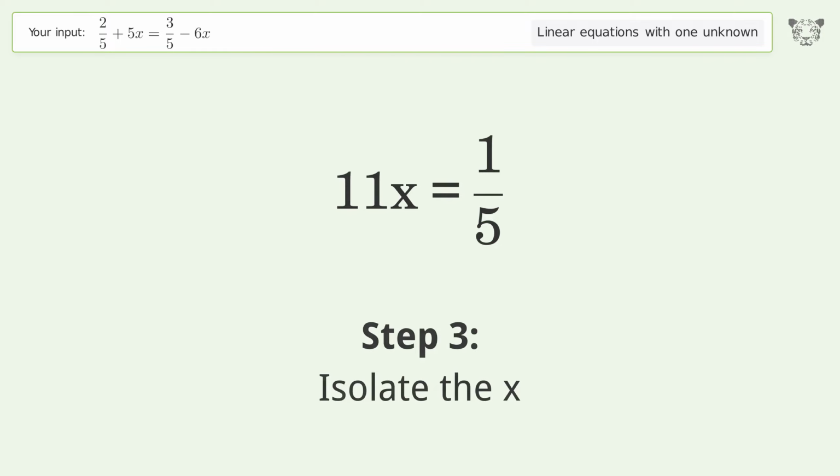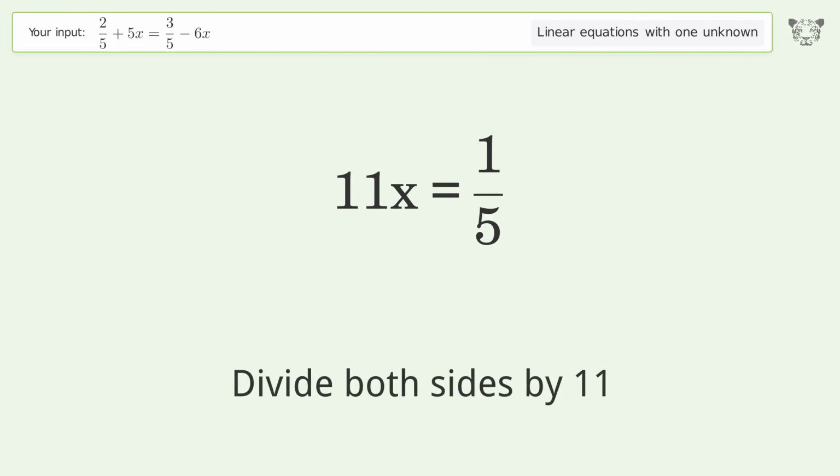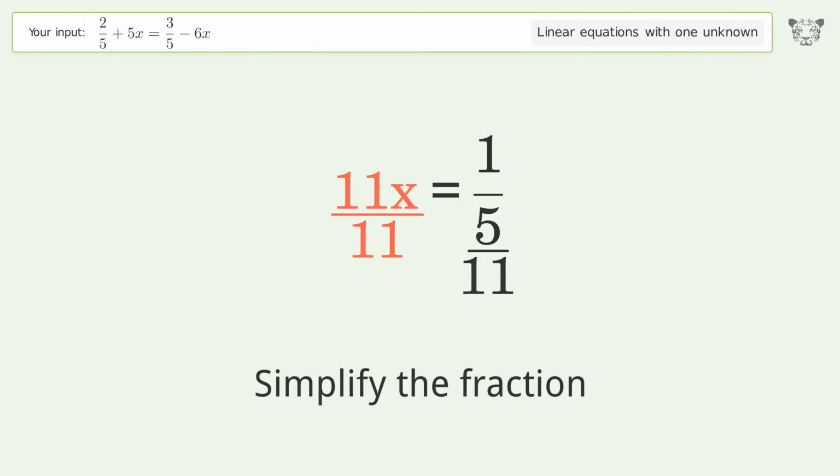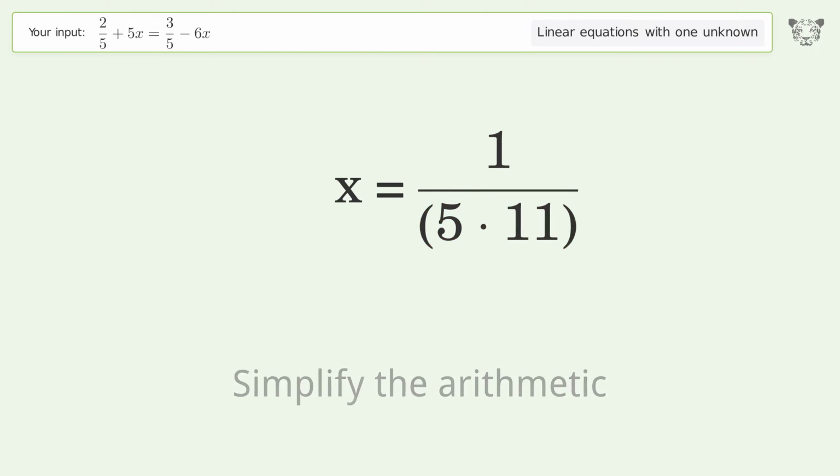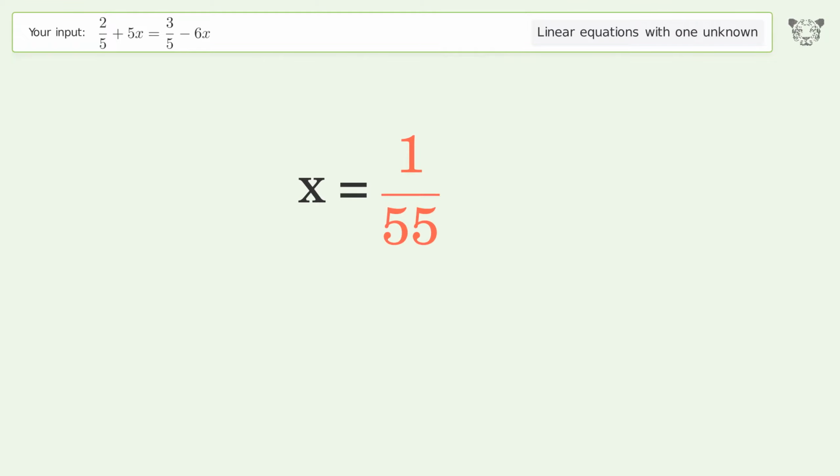Isolate the x. Divide both sides by 11. Simplify the fraction. Simplify the arithmetic. And so the final result is x equals 1 over 55.